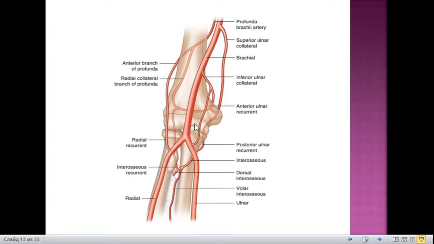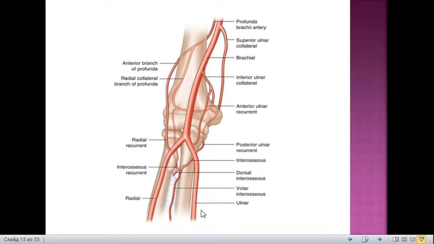After that, from the distal side, the radial artery, it is this one. The radial artery gives off the radial recurrent artery, and the radial recurrent artery anastomoses with the radial collateral artery, which comes from the profunda brachii artery. So that is with the radial artery.